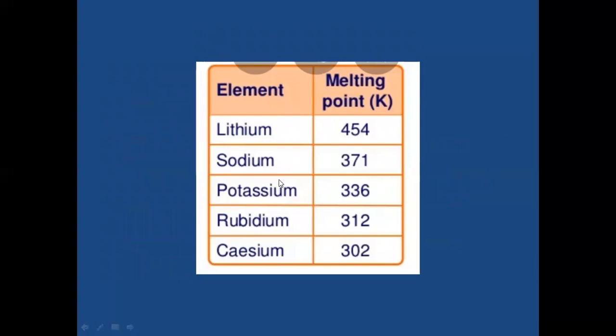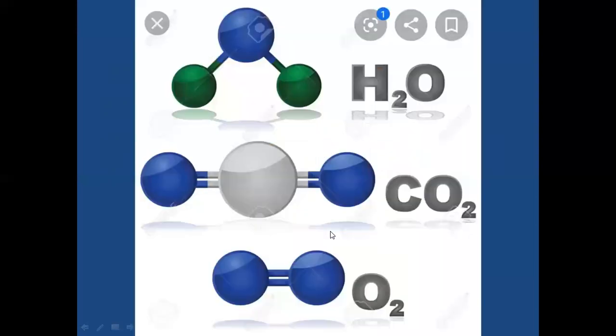The properties of the substances are different from each other. You can see lithium, sodium, potassium, rubidium and cesium, and you can see their melting points are different from each other. So these are substances. We also have the example of water. You can see the composition of water: two hydrogen atoms and one oxygen atom. Composition of carbon dioxide: one carbon atom and two oxygen atoms. Composition of oxygen: an oxygen molecule is made up of two oxygen atoms.